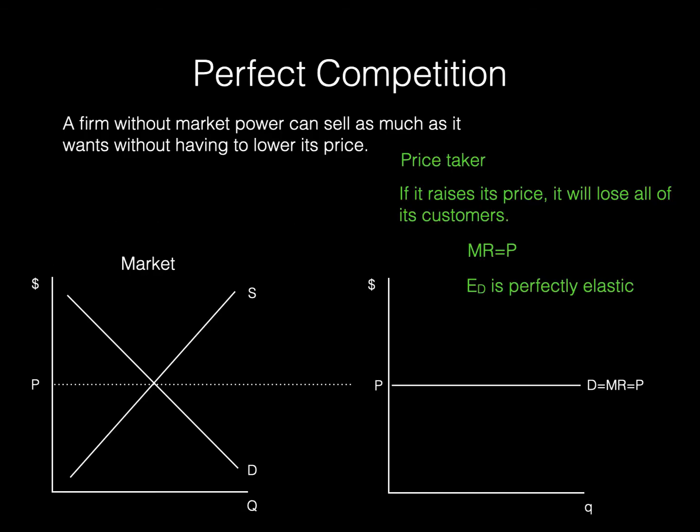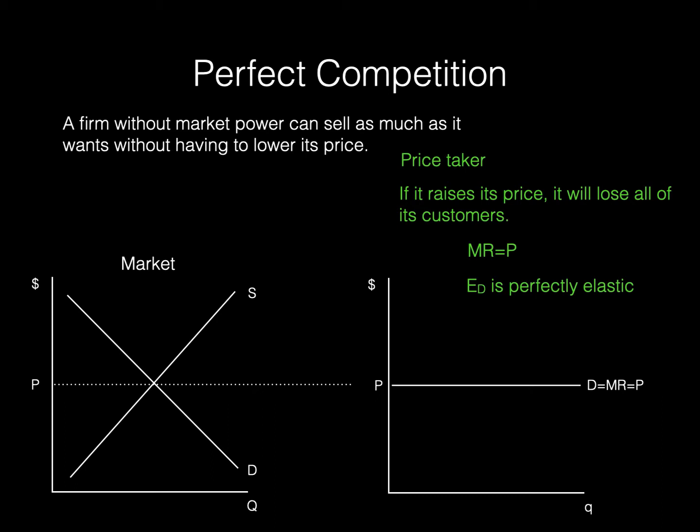Recall that in perfect competition, the firm takes the market price as given. It is a price taker. If the perfectly competitive firm increases its price above the going market price, it will not sell anything. This is because there are many firms producing a product that is a perfect substitute to the firm's product. However, the firm can sell as much as it wants at the going market price. This implies that the demand for the firm's product is perfectly elastic.